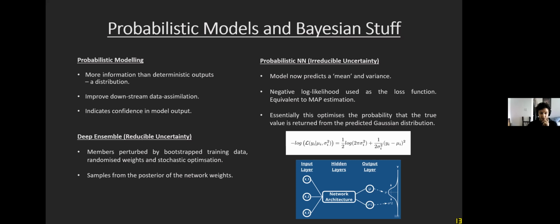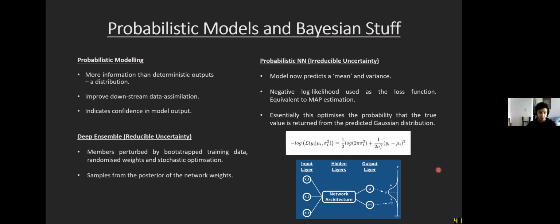So we have two aspects of how we get probabilities out of this. One of them is using what I'm calling Bayesian neural networks, probabilistic neural networks. In this case, instead of outputting just a prediction of, say, the flux that we're interested in, we're going to predict a value of the flux and a variance. From that, we can construct a Gaussian distribution. So essentially, we're predicting a Gaussian distribution at each point. By using the negative log likelihood as our loss function, we're optimizing the fit of these Gaussian distributions to the data. That gives us some idea about the irreducible uncertainty.